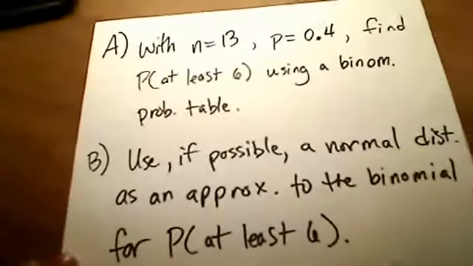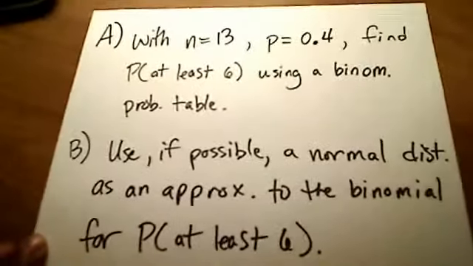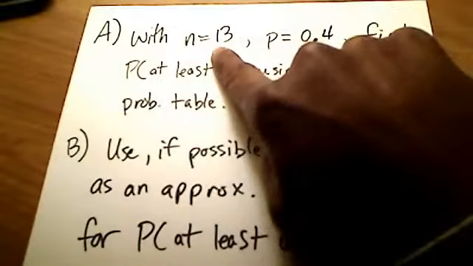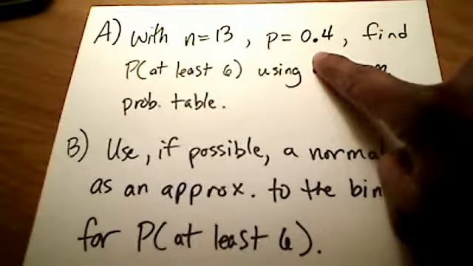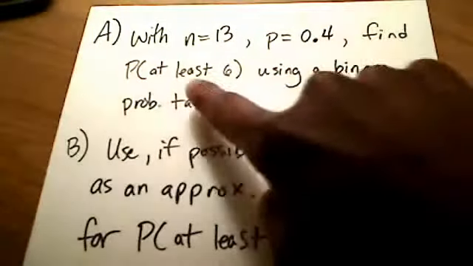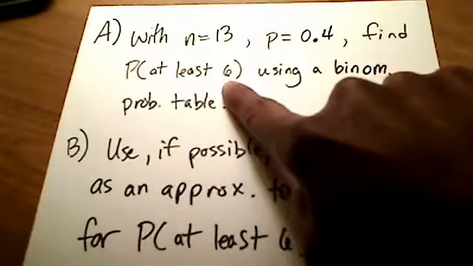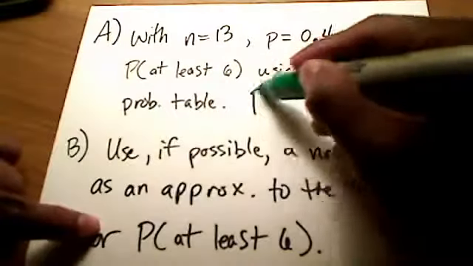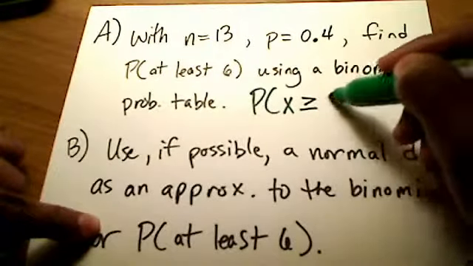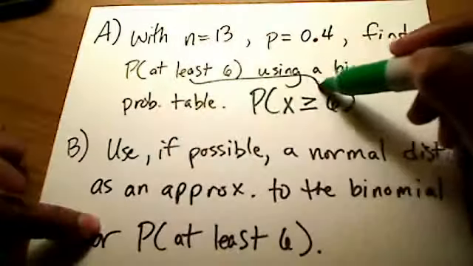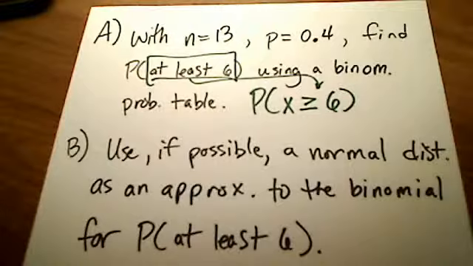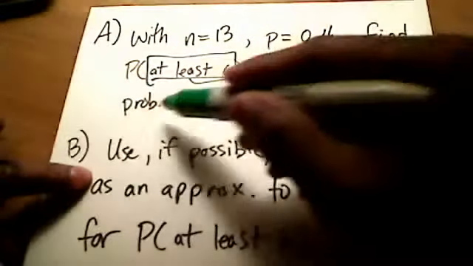Okay, here's my second example and my last one for this video. What if I have an n of 13? That's the number of independent trials. Probability of success is 0.4, and they want us to find at least 6. Probability that X is greater than or equal to 6, because at least 6 includes the number 6, and they want me to look this up using the table.